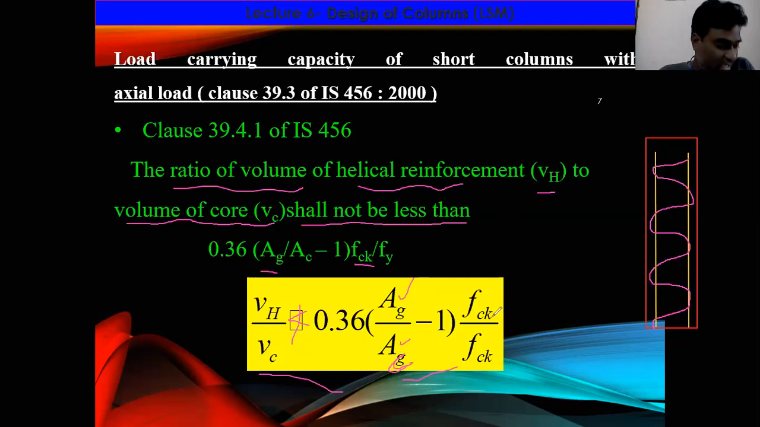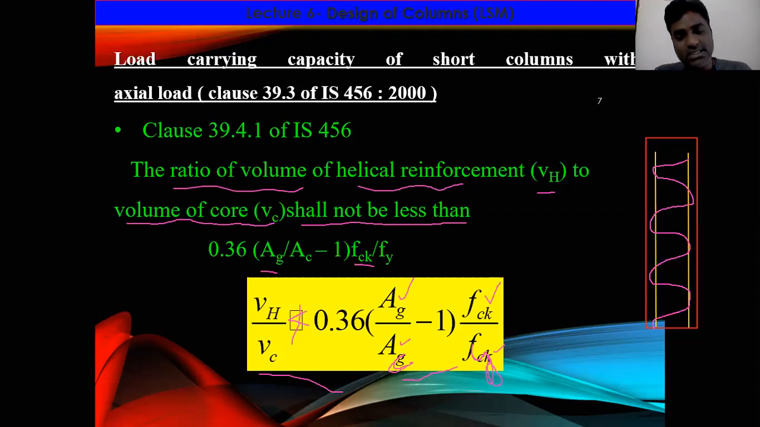And this is fck by fy, where fck is the characteristic compressive strength of concrete at the end of 28 days, and fy is the yield strength of the steel, right? Then coming to what is Vh, what is Vc, and how to determine them.